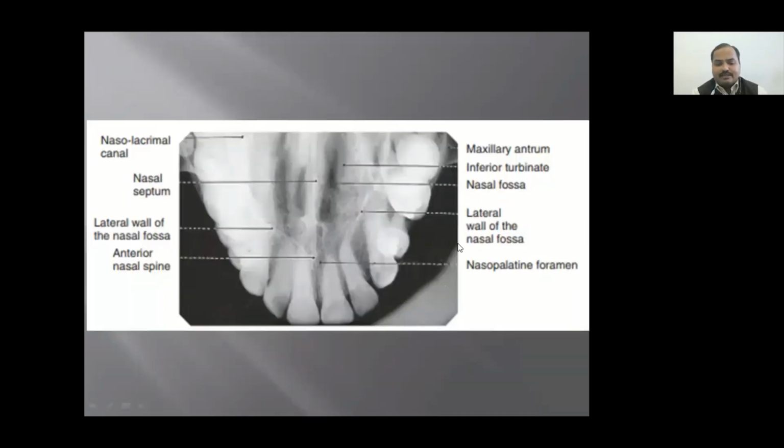Now we can see that this radiograph which is produced will show us some part of the maxillary antrum, the inferior turbinate in the nose, the nasolacrimal canal, and the nasal septum. The lateral wall of the nasal fossa can also be seen over here, the anterior nasal spine, the nasopalatine foramen, and the lateral wall of the nasal fossa on both sides. Okay.